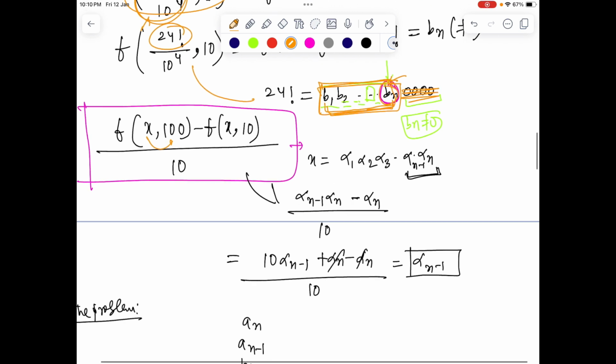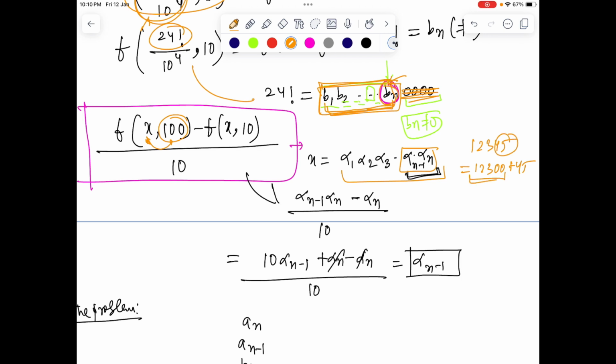What about f of x 100? Again, x is either 23 factorial or 24 factorial. If x is any number, when that is divided by 100 it will give you the last 2 digits. Why? Let's say you have 12345. This can be written as 12300 plus 45. Any number can be written as its last 2 digits plus 100 times something, so this is already divisible by 100, so the remainder will be 45. So if I have any number x with digits alpha 1 to alpha n, where alpha n can be 0 also, I don't care, in general the remainder will be the last 2 digits. It's not multiplication, it's the last 2 digits.